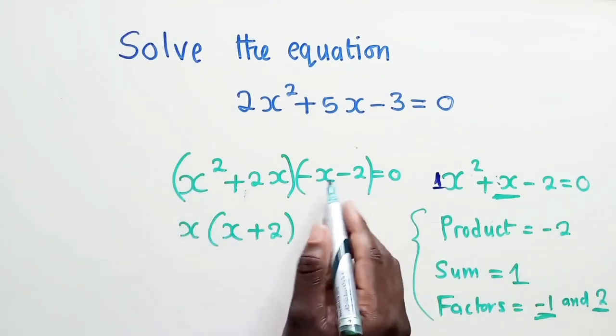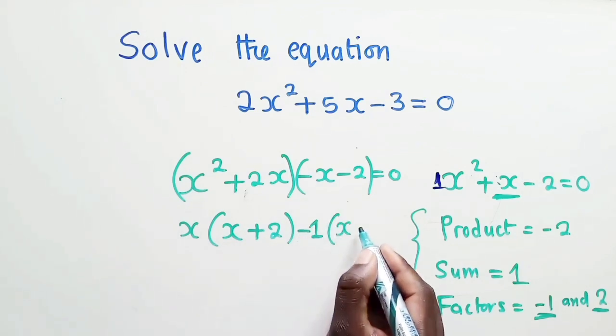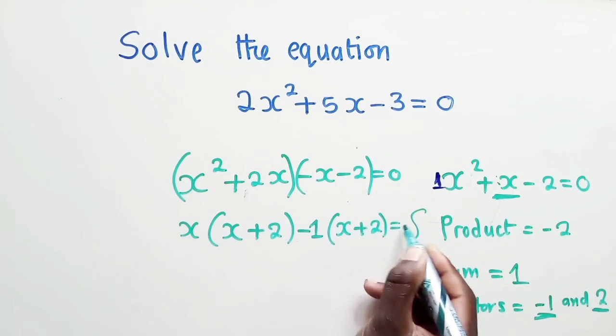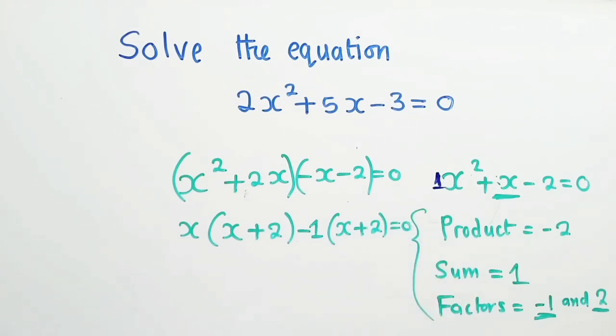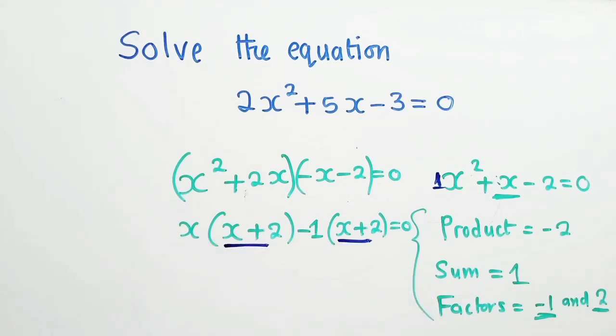And then here when you check, what is it that is common? It's -1. So here we remain with the x, like that. So this is what we have. You must make sure when solving a quadratic equation like this, that what is here and here are similar. Can you see? If they are different, just know that what you're doing is wrong.